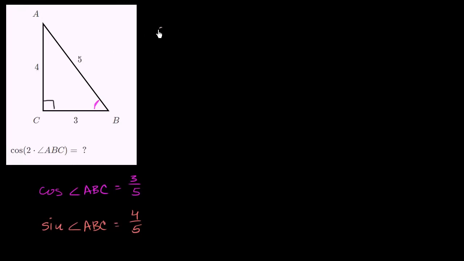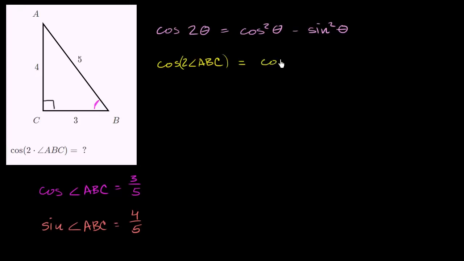We know that the cosine of 2 times an angle is equal to cosine of that angle squared minus sine of that angle squared. And we've proved this in other videos, but this becomes very helpful for us here. Now we know that the cosine of 2 times the angle ABC, that's what we care about, is going to be equal to the cosine of angle ABC squared minus sine of the angle ABC squared. And we know what these things are.